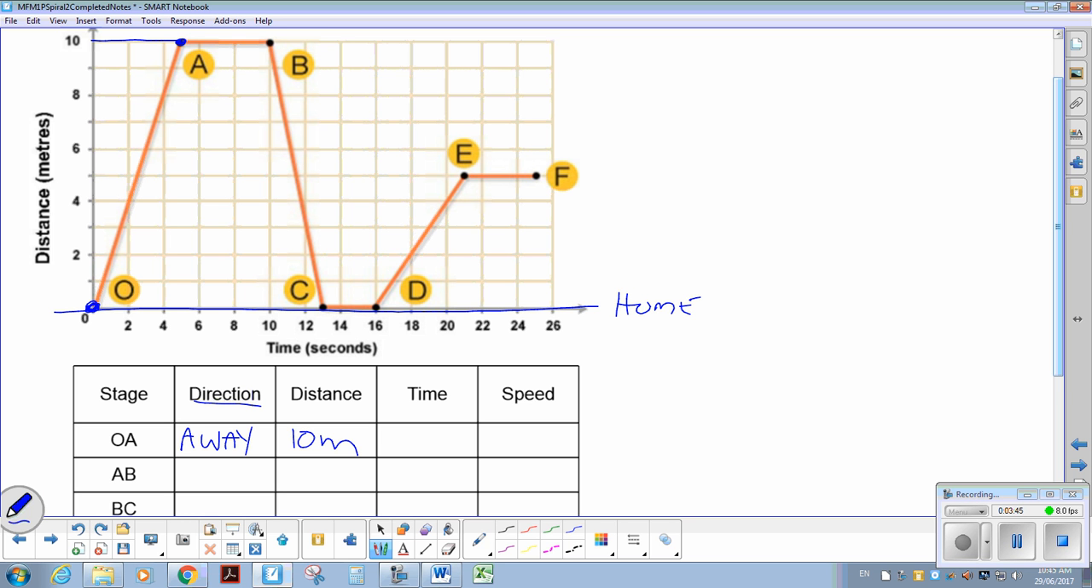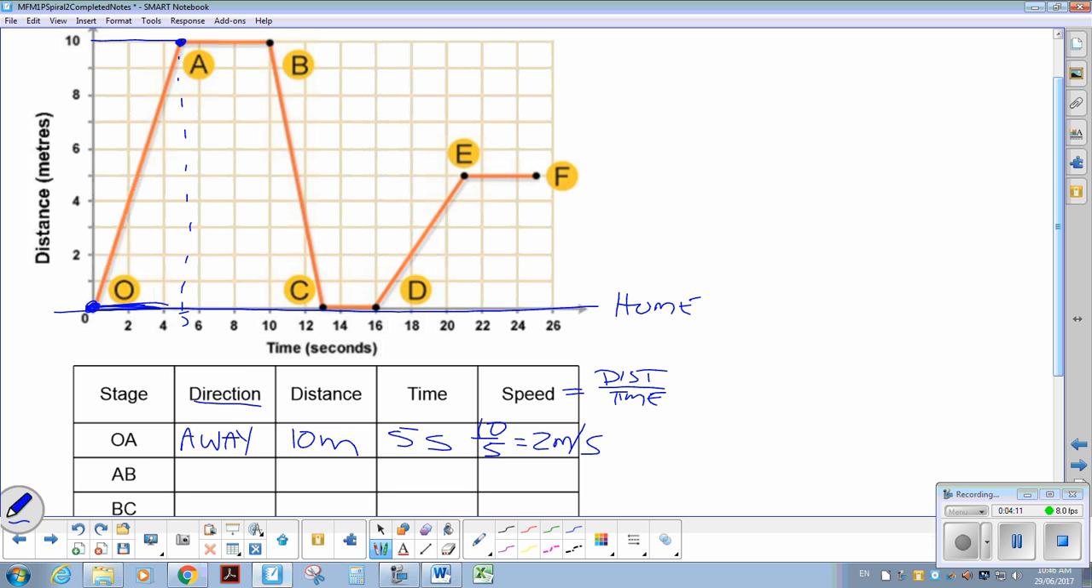How long did it take you? Let's call that a 5, so it's halfway in between. So let's call it 5 seconds. What was your speed? Well, it's the unit rate. Speed, again, is distance divided by time. So that would be 10 divided by 5, which is 2 meters per second.